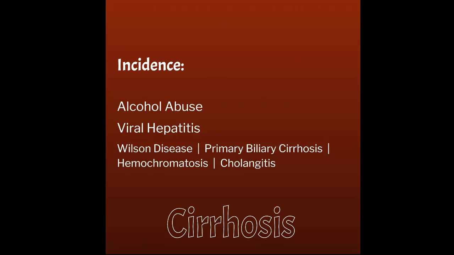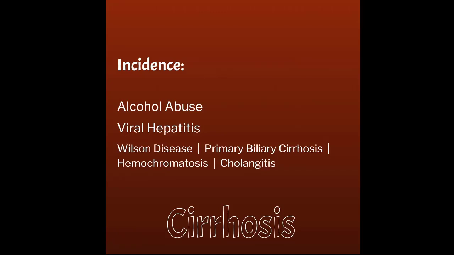Now, the second most common cause is viral hepatitis. We talked about how it goes into the chronic stage, into the fibrotic stage, and then to the cirrhosis. So we know that viral hepatitis after the chronic stage poses a much higher risk of developing into cirrhosis.